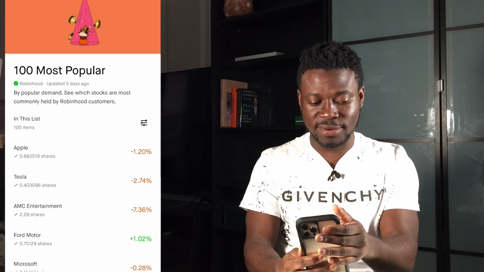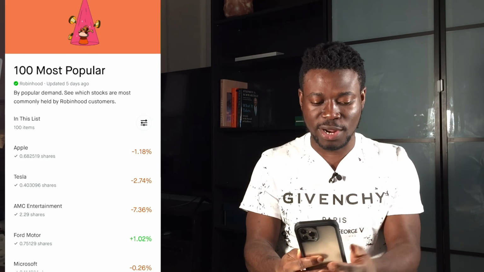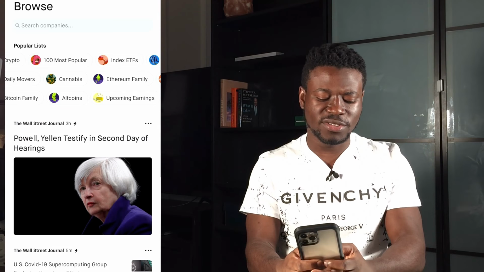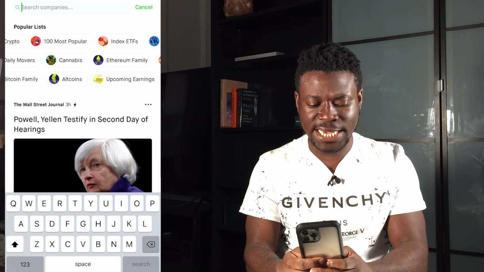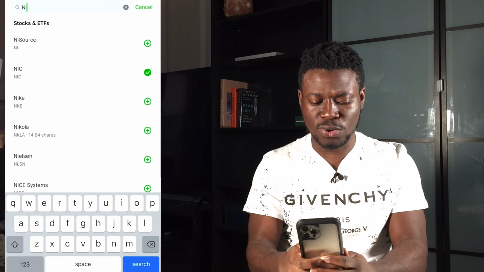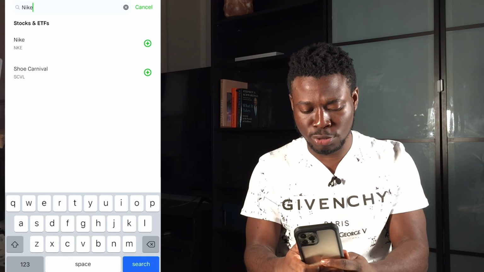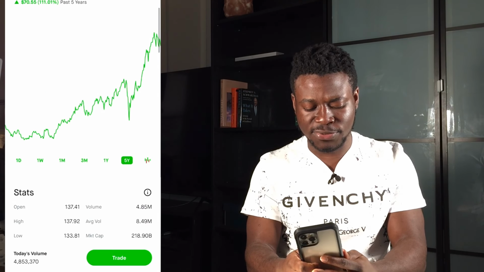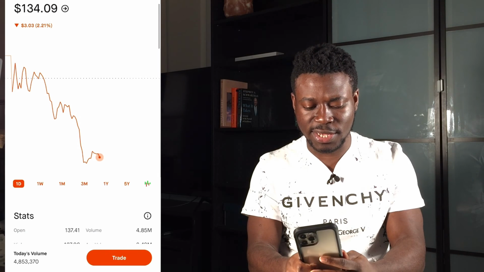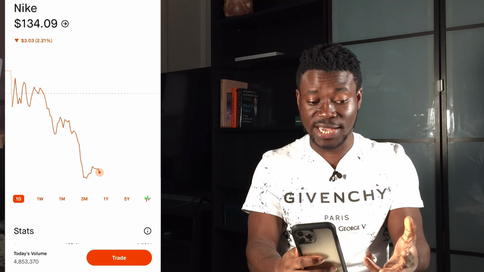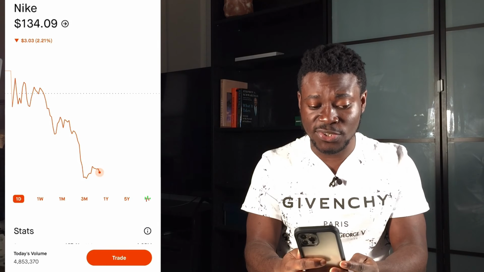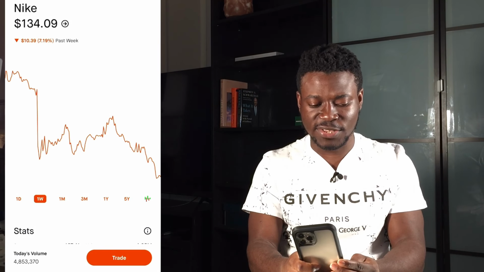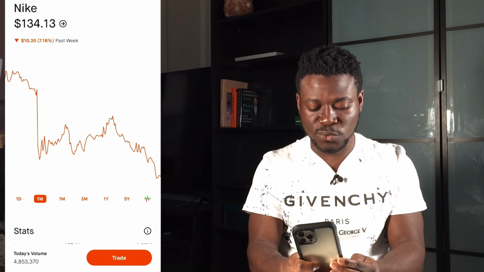Or you can go back to the browse and search if you're looking for something specific. For example, let's say you're looking for Nike. You can go to Nike and boom, this is Nike right here. So Robinhood gives you details on, like, today. So Nike has gone down 2% today. 1 week ago, you see Nike has been on a downward trend in the past week.